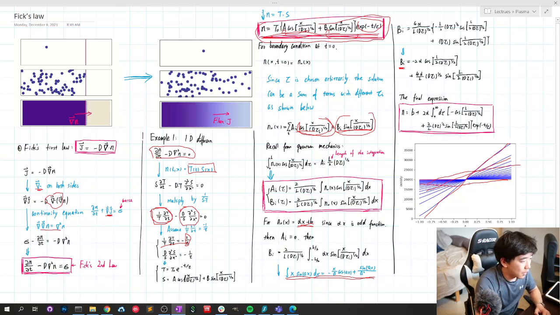Anyway, that's Fick's law, and next I will talk about the steady state solution in a separate video.